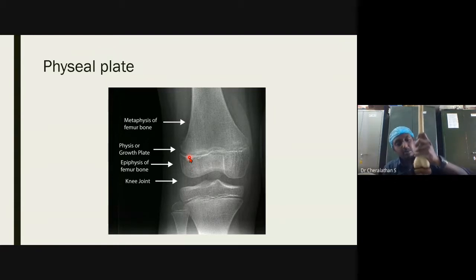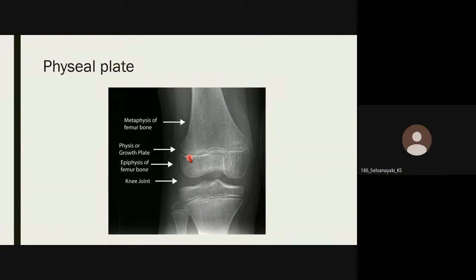See, if you need me to show it on the bone again, now you assume the joint to be the physeal line, just for the sake of understanding. Are you able to see the knee? Yes, sir. Or should I hold it a bit higher? This is okay, sir. Okay, right.